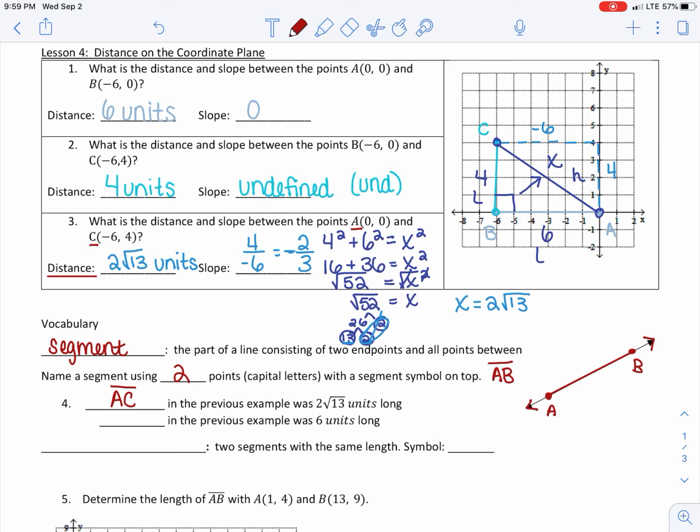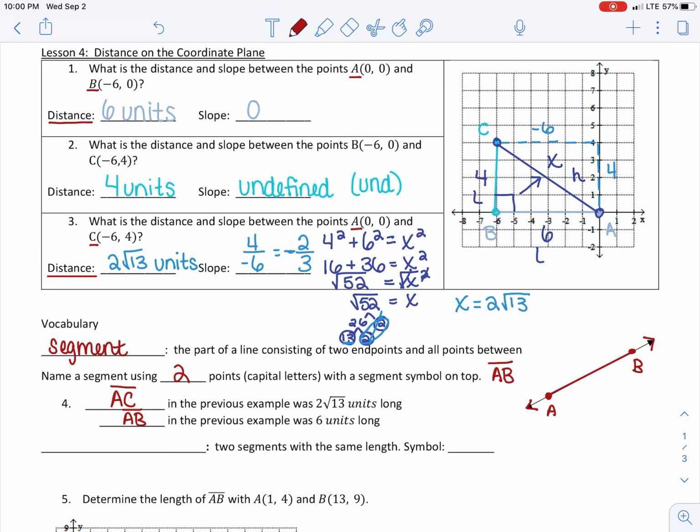Okay, then it says, well, which one of these from the previous example was 6 units long? And that time we're talking about the one from example 1. Okay, so we're talking about the distance between A and B. So that means that line segment AB in the previous example was 6 units long. Okay, so we're just practicing with how we write a segment and how we label that, okay?